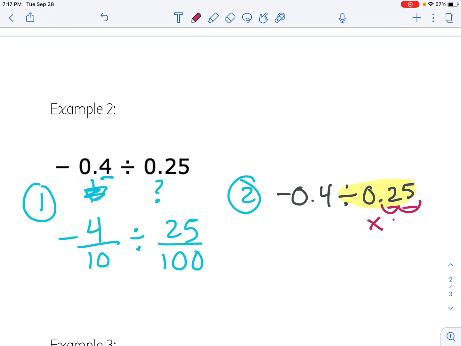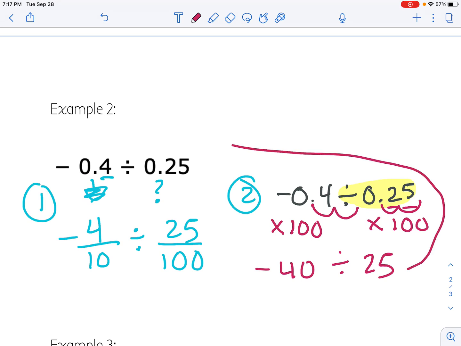1, 2. This is the same as multiplying by 100. And whatever I do to one side, I have to do to the other. So 0.25 would turn into 25. 0.4, 1, 2 would turn into negative 40. And now that I have my whole numbers, I can go ahead and set this up inside my division house. So what I'm dividing by goes on the outside, 40 goes on the inside.